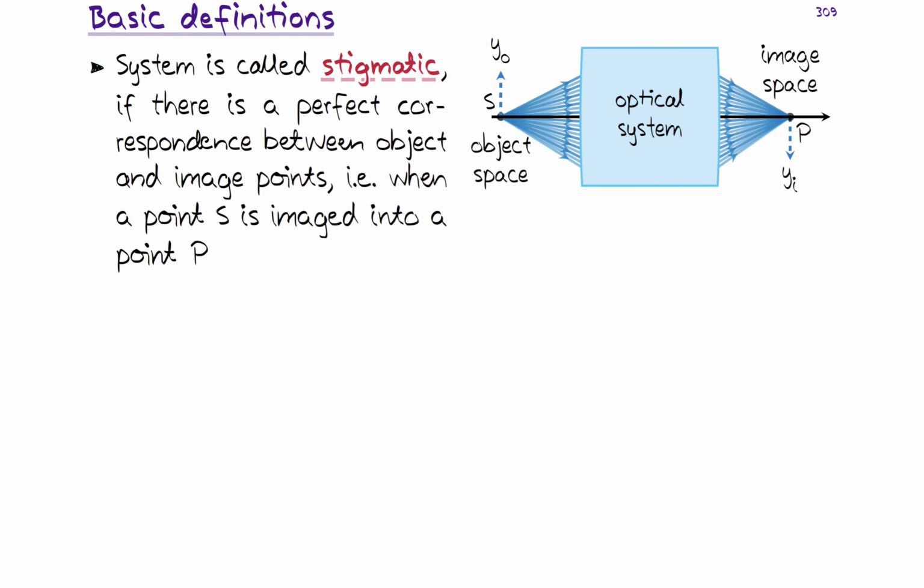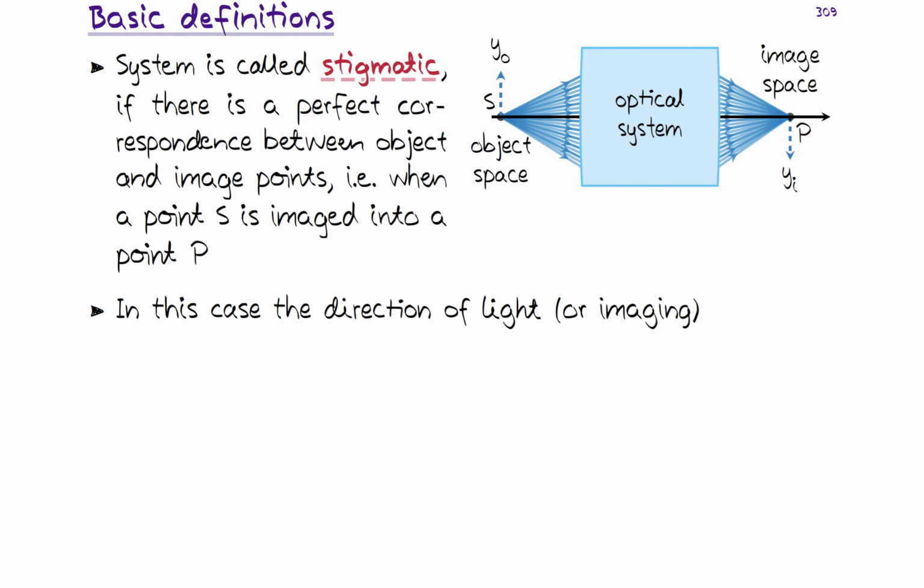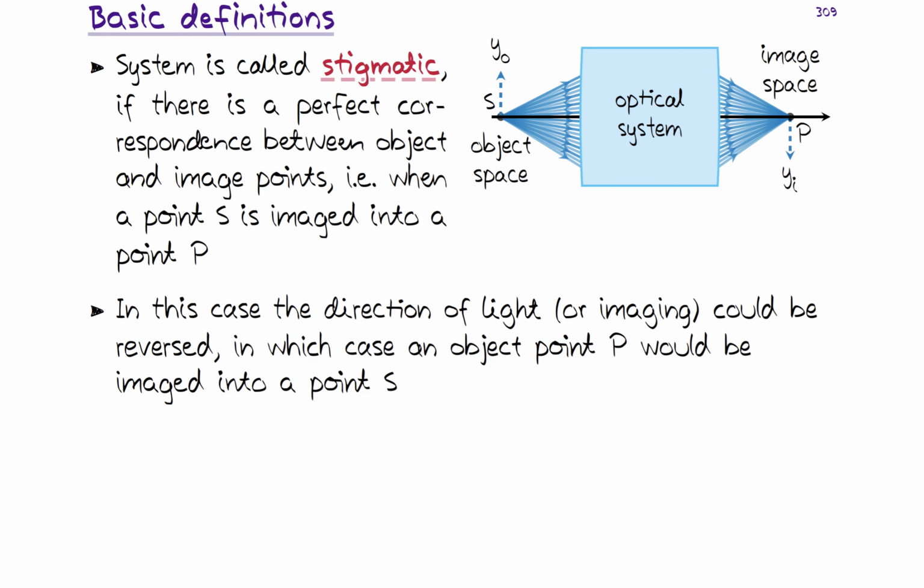So basically, this means that when a point S, our object point, is imaged into a point P, this is still a point, so that the image point is not a blurring of a point S, but rather it's still a sharp singular point that we see in the image space. And in this case, when we are looking at the imaging quality of our instrument, we could really reverse the behavior and nothing would really change. So in this case, the object point P would also be imaged into a point S, and so the S source point and the P points are essentially conjugate points.